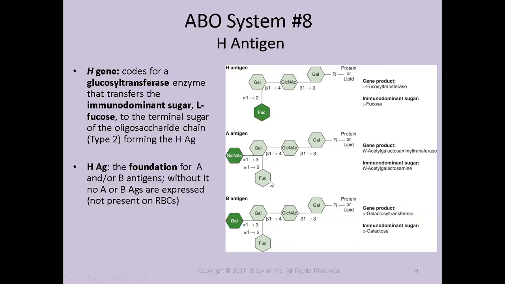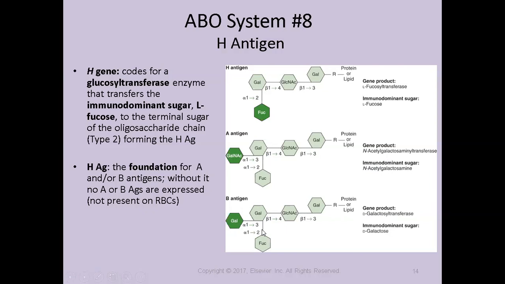When you inherit a B allele, a different enzyme is coded for. It's a D-galactosyltransferase. Okay, so what sugar does it transfer? D-galactose. So instead of transferring N-acetylgalactosamine, we're going to have D-galactose added to the L-fucose H building block.